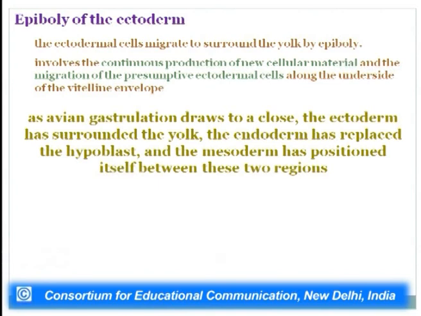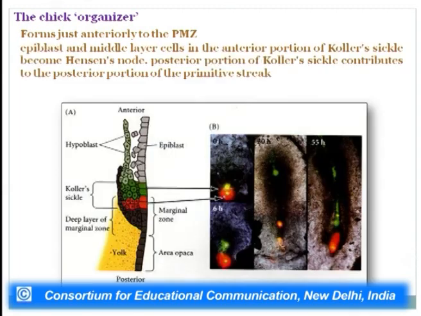Now, here I will talk a little bit about the organizer region. We have seen in the case of amphibians how embryonic induction occurs and how the dorsal lip of the blastopore acts as an organizer. Similarly, in chick also we have an organizer region that organizes the entire tissues to form the future organs. So there is an induction occurring and there is an organizer region. The chick organizer forms just anterior to the posterior marginal zone.